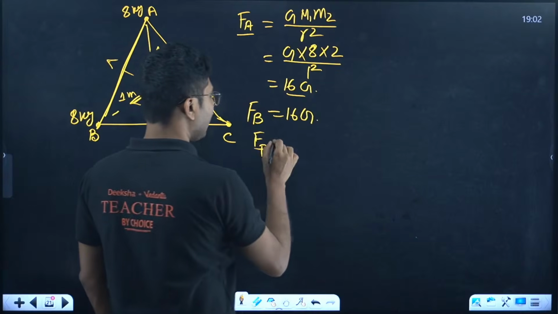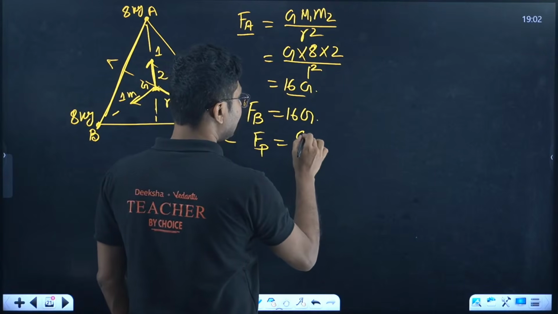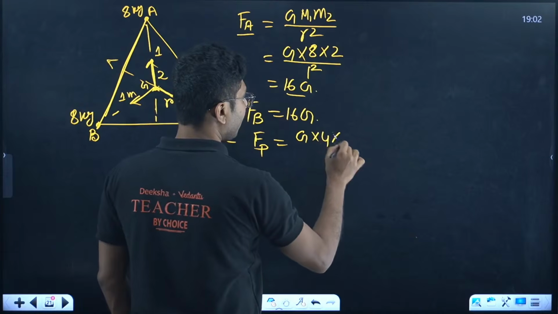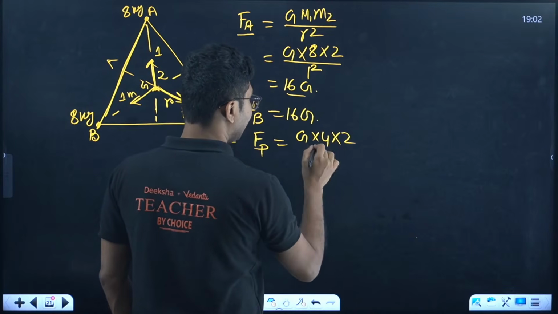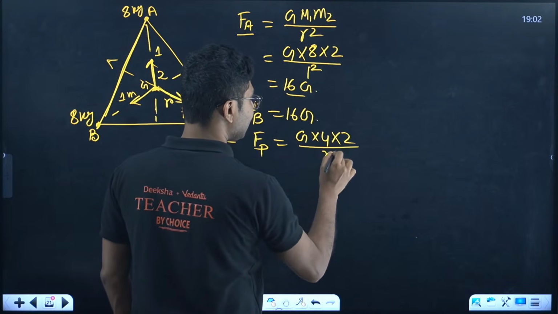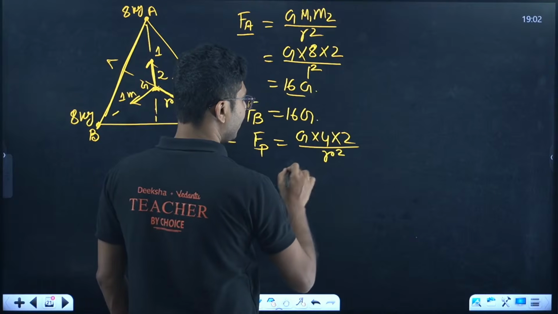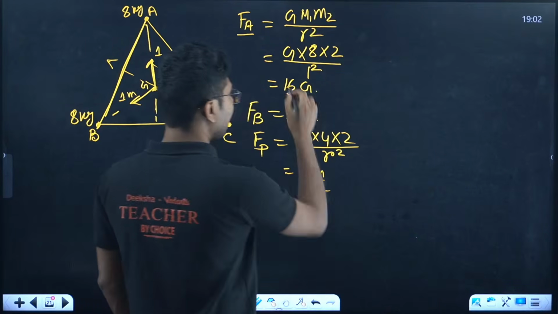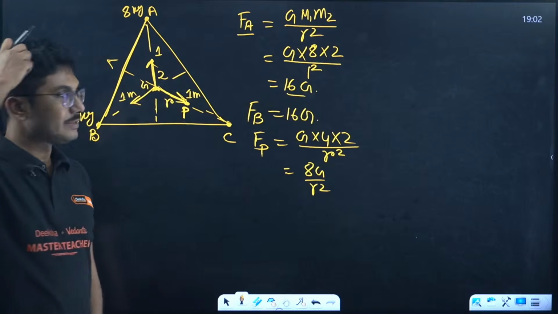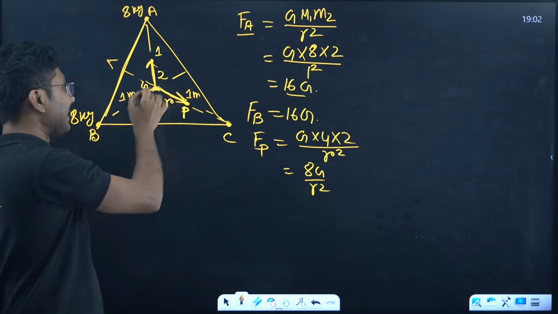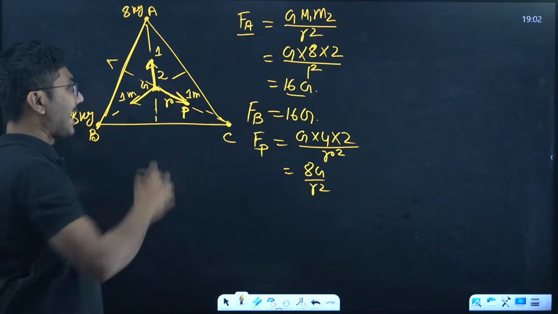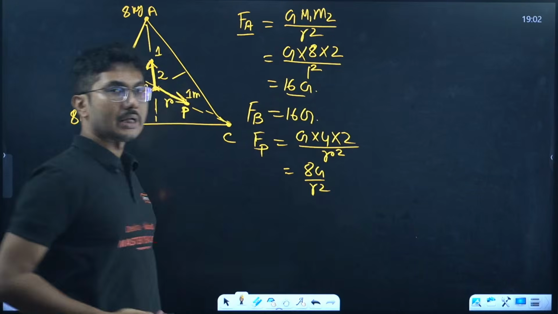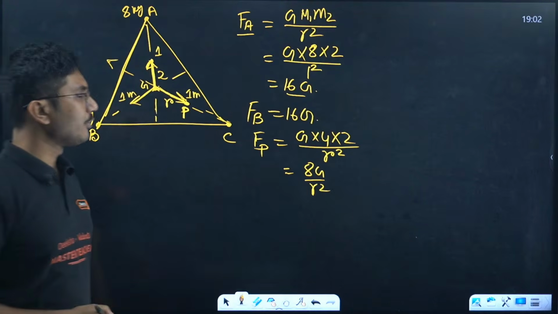So Fp will be given by G, mass is 4, the center mass is 2 and distance is r. So it will be 8g by r square. Now remember that these two values are different, because they are acting at some angle. So you cannot simply add these two and compare it with this. So you have to use something else.